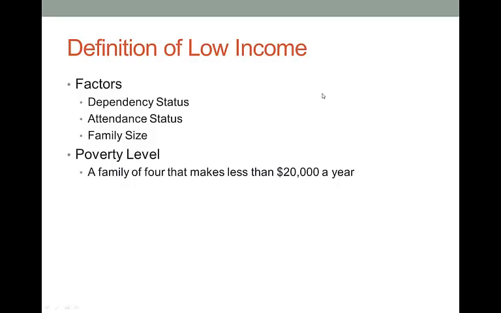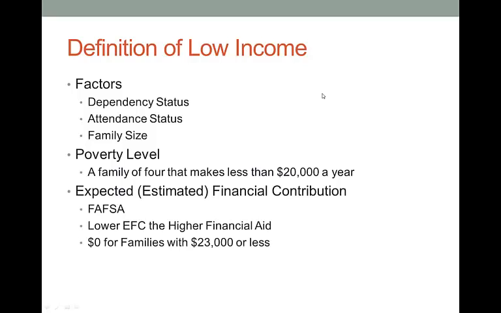But I mentioned a term, and that's the expected financial contribution. And this is a number that is calculated by FAFSA and the government to determine what a family's level of contribution is to college. So based on this, if you make $23,000 or less for a family of 4, your automatic EFC is 0. The family is not expected or estimated to contribute any money to a college education. This is an automatic default for low-income students, for EFCs that are 0 and families that make $23,000 or less. All right, that's an automatic low income.